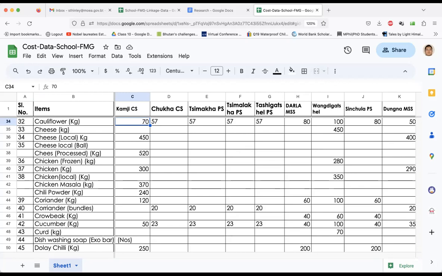So can we make pricing dynamic for all the schools? Pricing should change when it is the vegetable season.